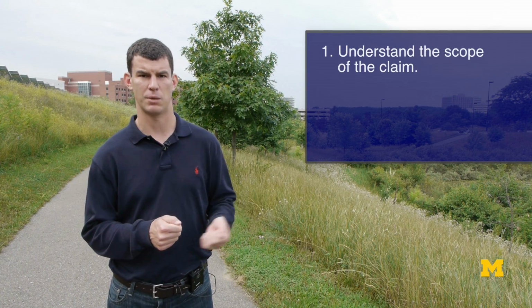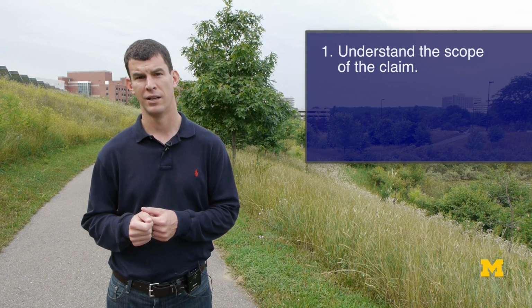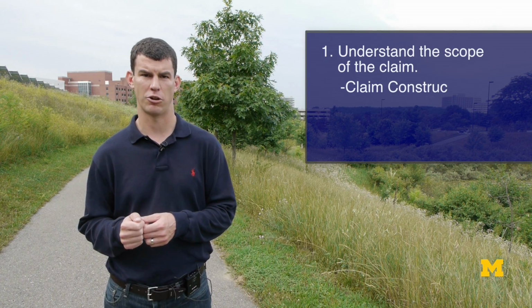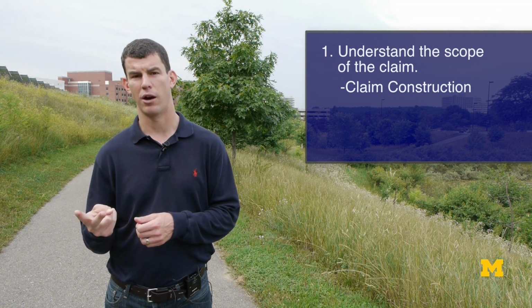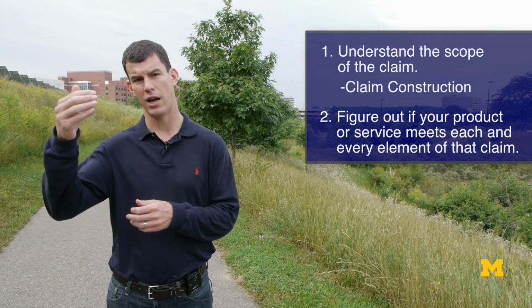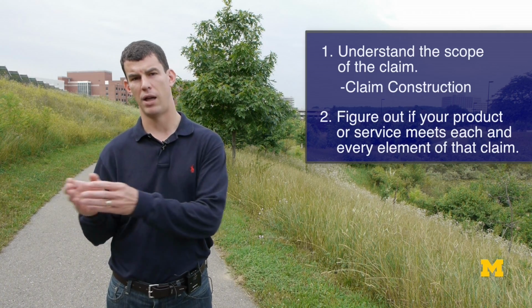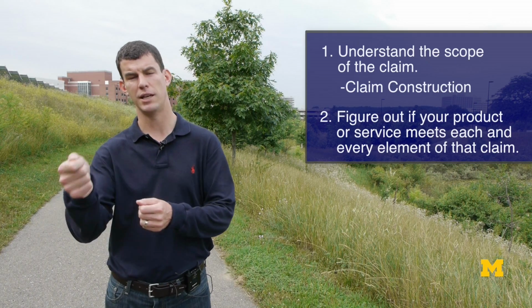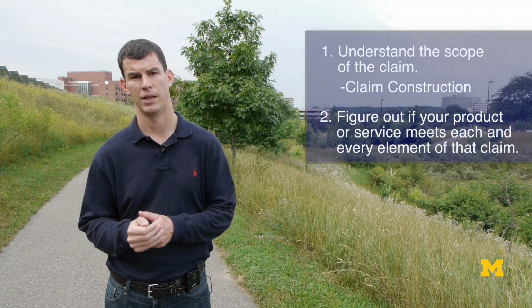The first thing you need to do to understand whether a claim from someone else's patent covers your product or service is to understand the scope of that claim, and that's called claim construction. The second part is to take that claim as you've construed it and then apply it to your product or service to figure out whether your product or service meets each and every element of that claim.